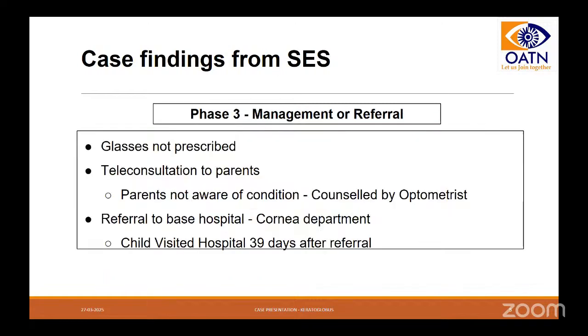Further, in the management stage, glasses were not prescribed as there was no significant change from the previous glass prescription, and the best corrected visual acuity was also the same as vision with the previous glasses. The child needed a referral for corneal evaluation, and a telecounseling was made to parents to explain the condition and need for referral. The parents knew that the child has to wear glasses, but not about the prognosis and management requirement for the condition. The optometrist clearly explained the condition and the need for corneal examination at hospital and regular follow-up. The child was referred to the cornea department and visited the hospital after 39 days of referral.